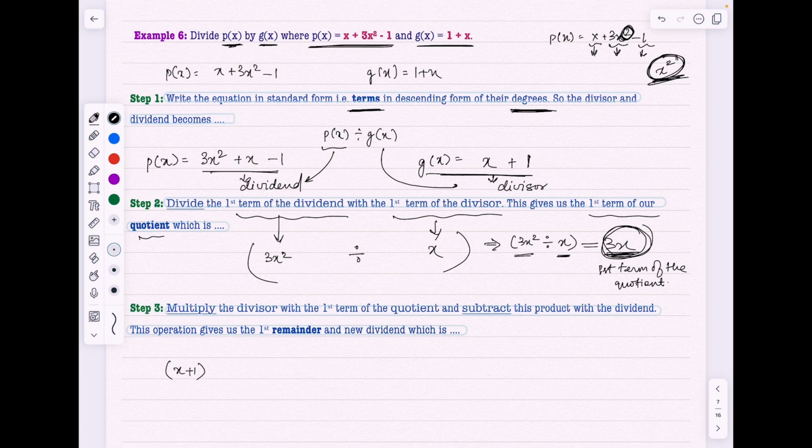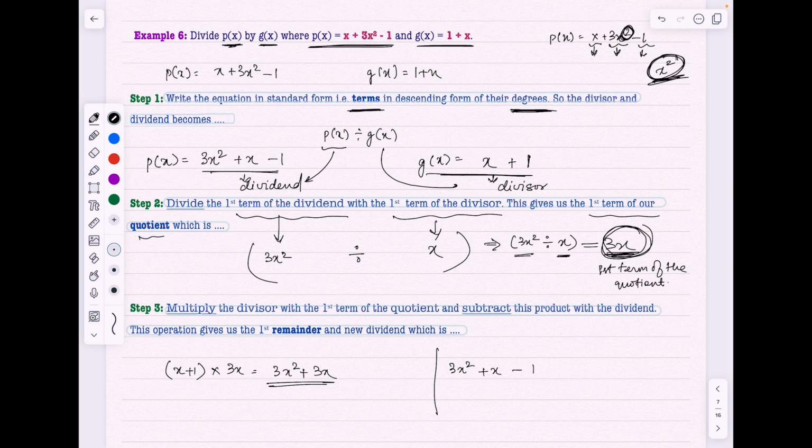Multiply this whole divisor with the first term of the quotient. We got 3x as the first term of the quotient, so I multiplied x plus 1 into 3x. That is 3x square plus 3x. Multiply the divisor with the first term of the quotient and subtract this product from the dividend. Dividend is 3x square plus x minus 1.